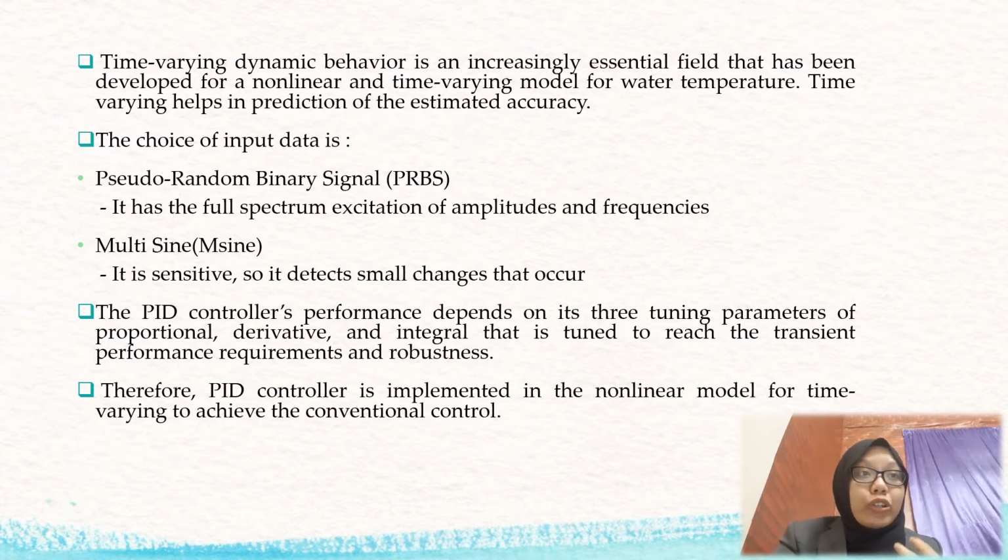The PID controller performance depends on its three tuning parameters, which are proportional, integral, and derivative, to reach the transient response performance and robustness. Therefore, the PID controller is implemented in the non-linear model for time varying to achieve the conventional control.